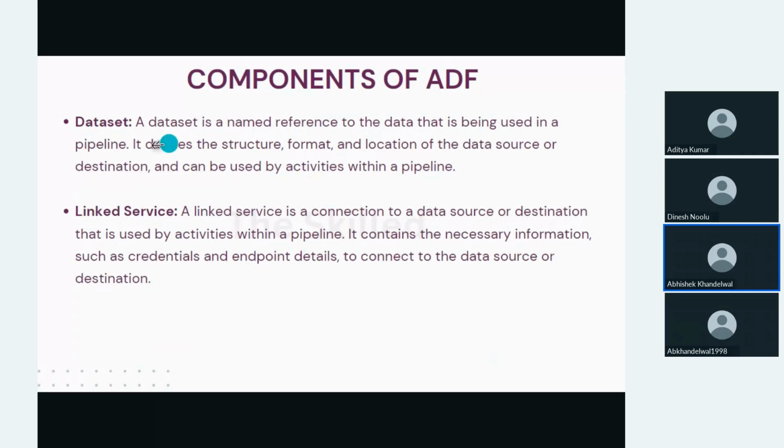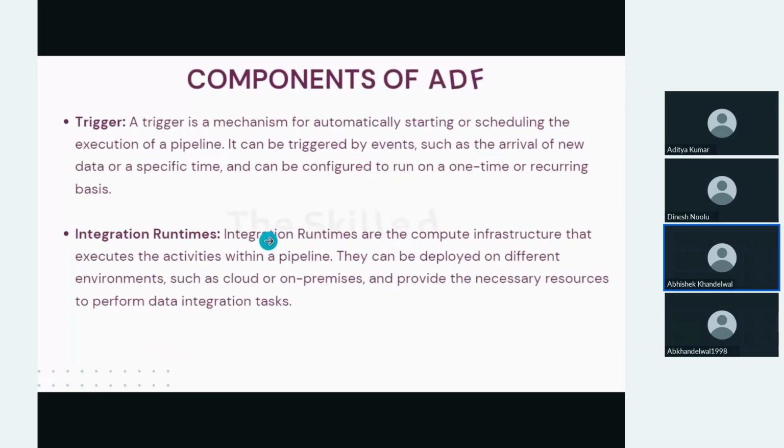So we have learned about datasets and linked services. Then moving ahead, we have the trigger option. Now, what is the trigger option? A trigger is basically a mechanism for automatically starting or scheduling a pipeline.